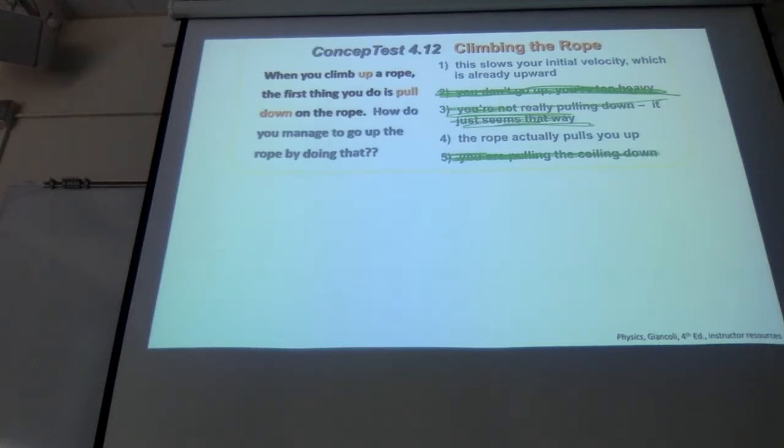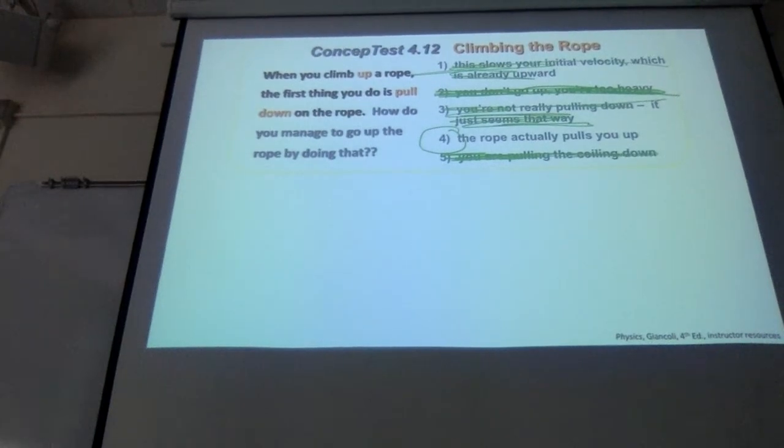This slows your initial velocity, which is already upwards. I don't even know what that's talking about. Which certainly leaves me with this. Newton's third law says I pull on the rope, the rope pulls back on me. So from your standpoint, the rope pulls you up. So why is it so hard? Well, because I have to pull on the rope to begin with, with the amount of force that I want the rope to pull on me with.